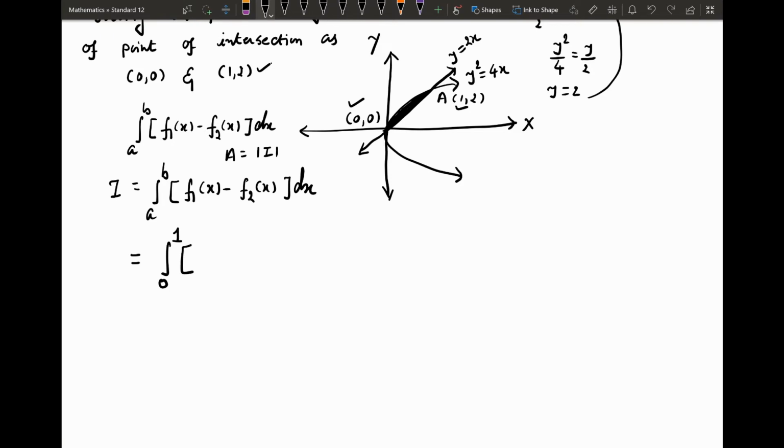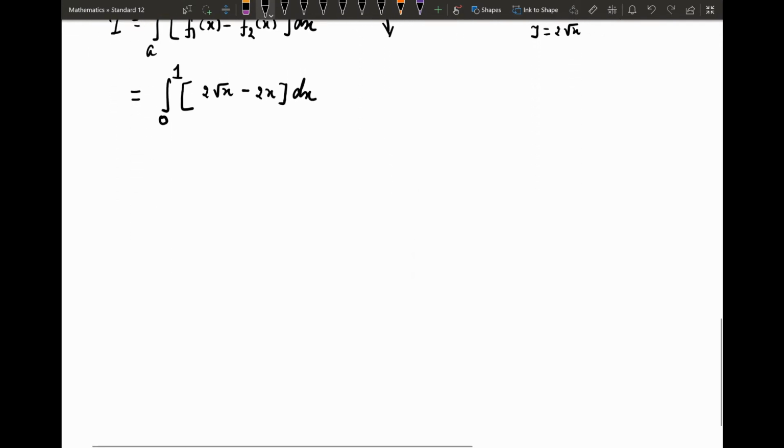Y as a function of x from the parabola: y square equal to 4x, so y equals 2 root x, which is f1(x). From the equation of the line, y equal to 2x, which is f2(x). So the integral of 2 root x minus 2x dx.